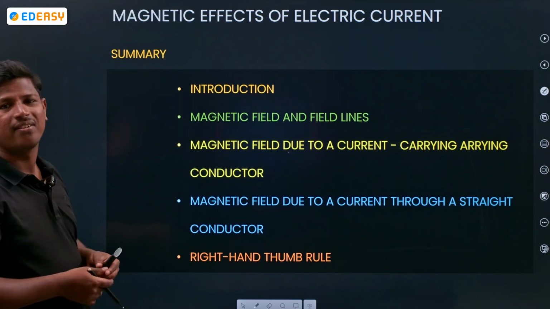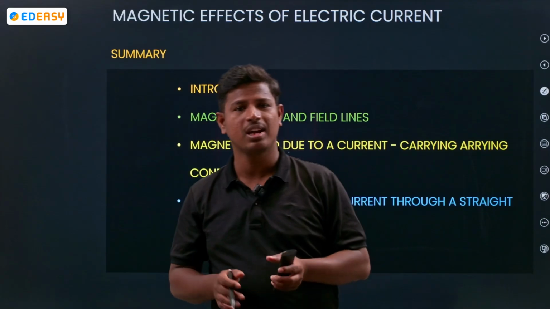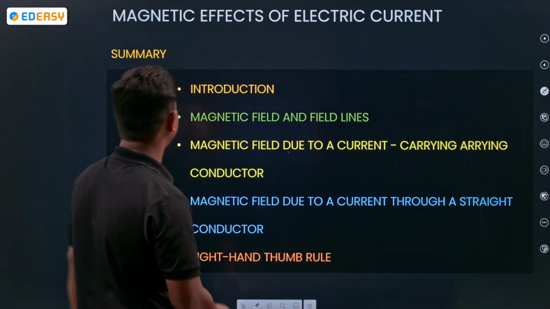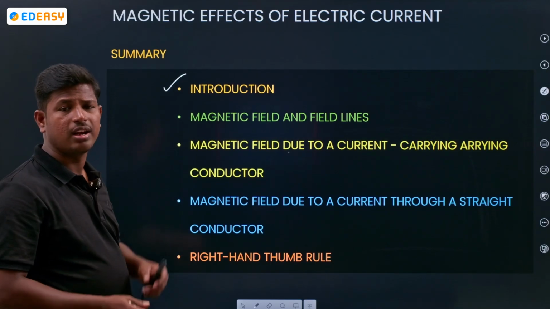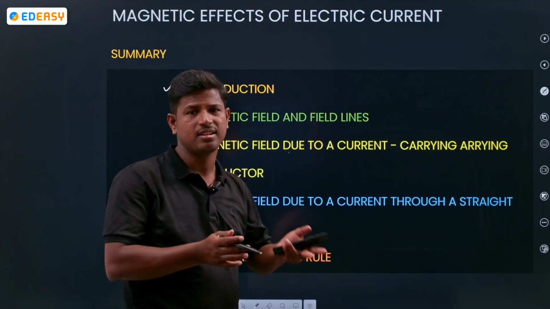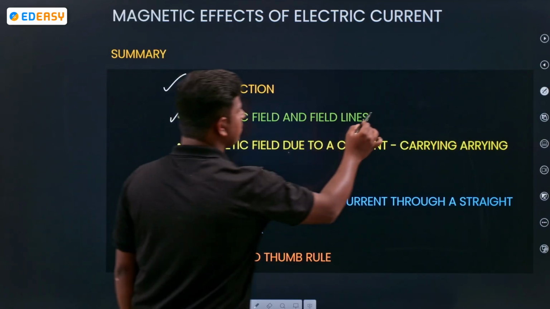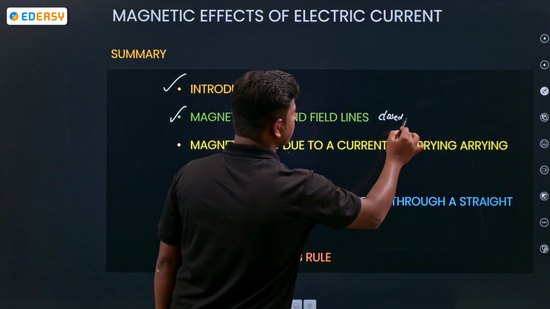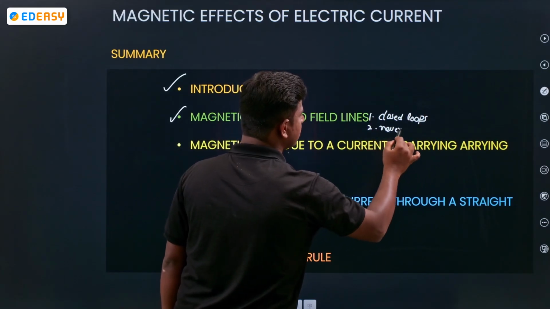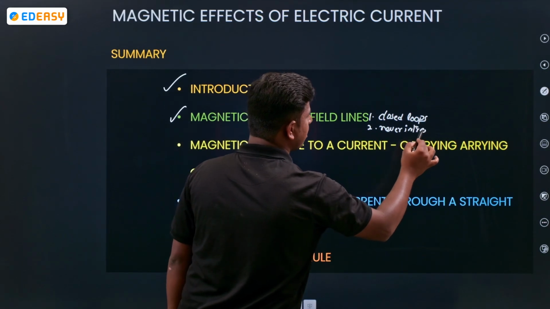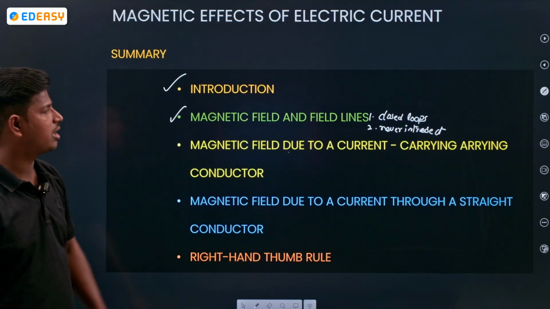Next, we finally reached the end of this section. Let us recapitulate very quickly what we discussed in today's session. Introduction of magnets, of electric current. Relation between electricity and magnet: electricity is there, obviously magnet is also there. Next, magnetic field lines always form closed loops and never intersect.